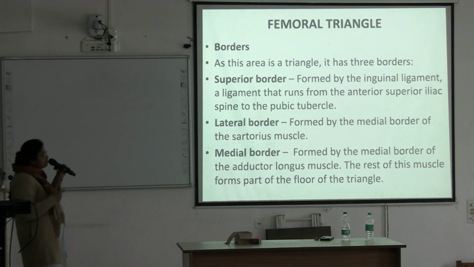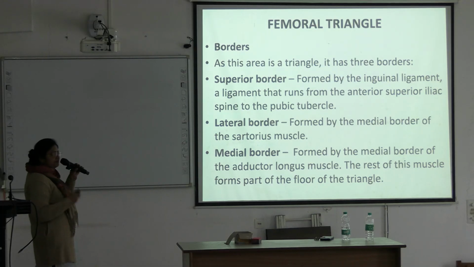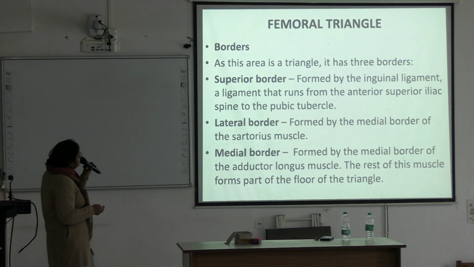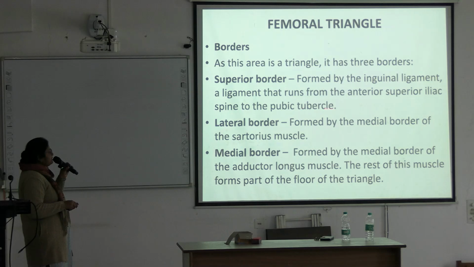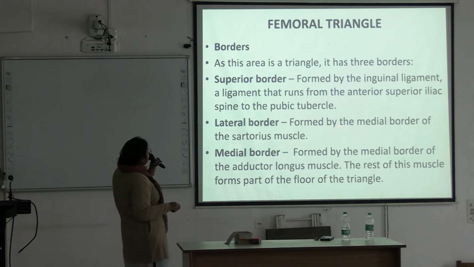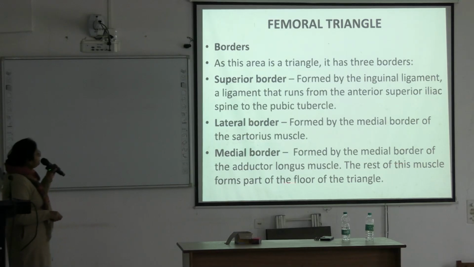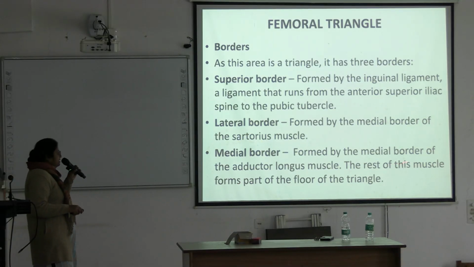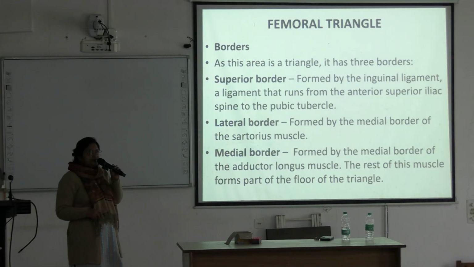So, two borders are there, medial border and lateral border. Superior border is the base. As this area is a triangle, it has three borders. Superior border is the base formed by the inguinal ligament, a ligament that runs from the anterior superior iliac spine to the pubic tubercle. Lateral border is formed by the medial border of the sartorius muscle, and medial border is formed by the medial border of the adductor longus muscle, and the rest of this muscle forms part of the floor of the triangle. Okay.